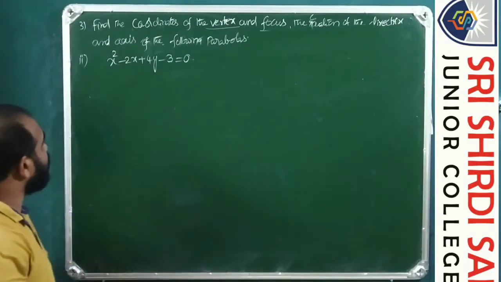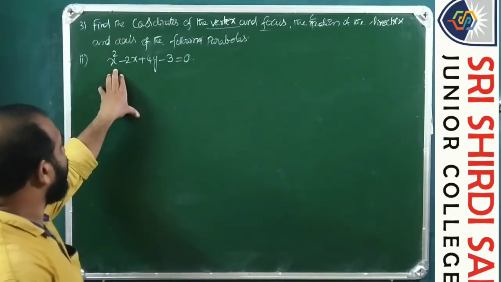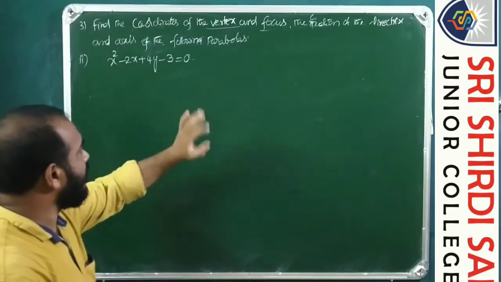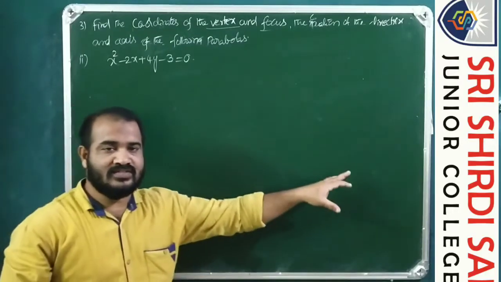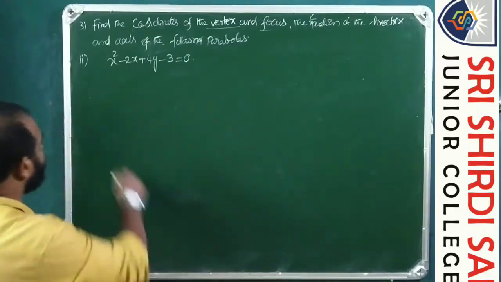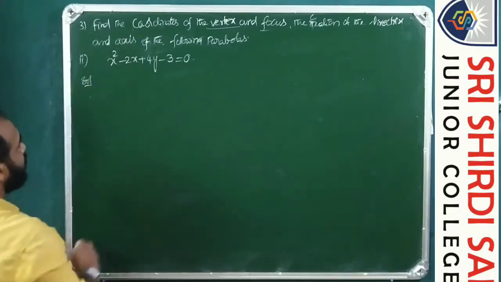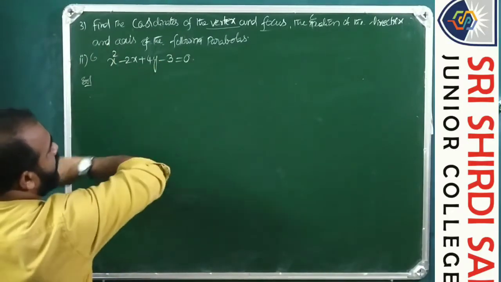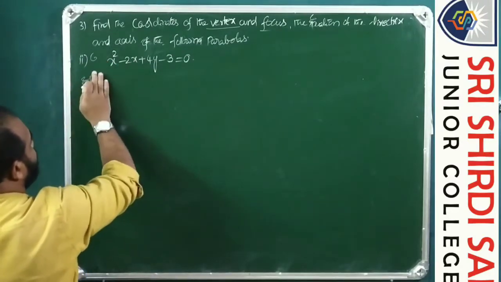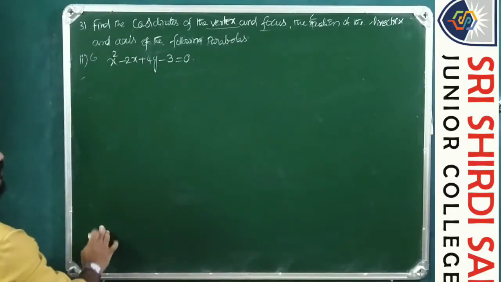So the next question is x square minus 2x plus 4y minus 3 equals 0. This is the last problem from exercise 3a. Solution: this is the given equation of the parabola.